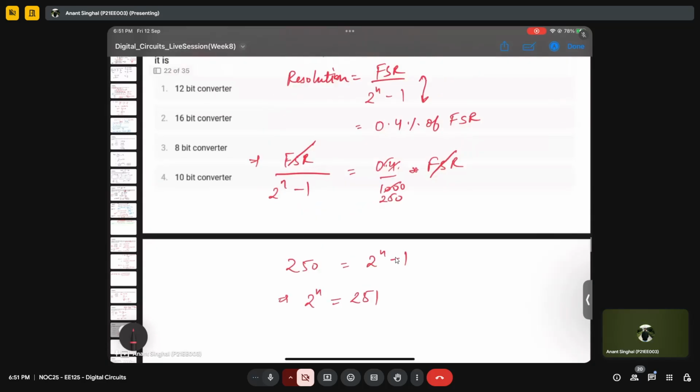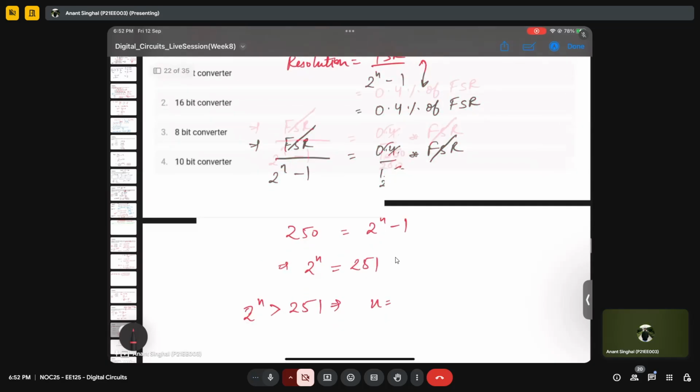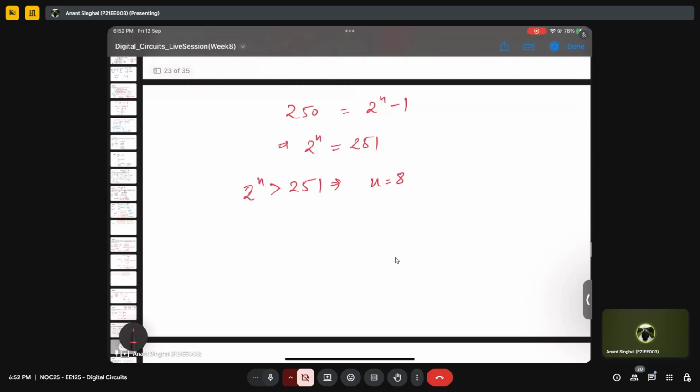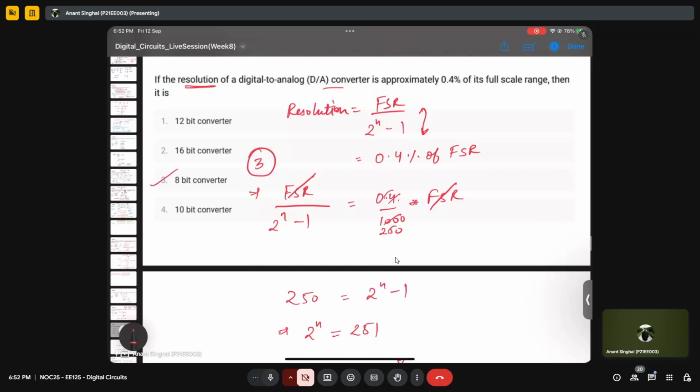So 2 raised power n should be greater than 251, which implies n, let's say, what is the option? The minimum option is 8. If I keep 8, 2 raised power 8 is 256, which is greater than 251. So it is actually an 8-bit converter. So option 3 is the correct answer. Is this clear to everyone?